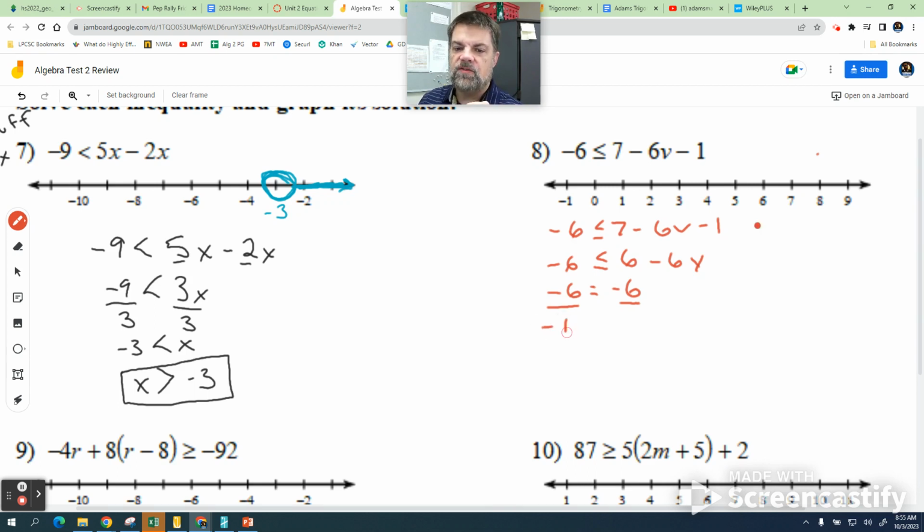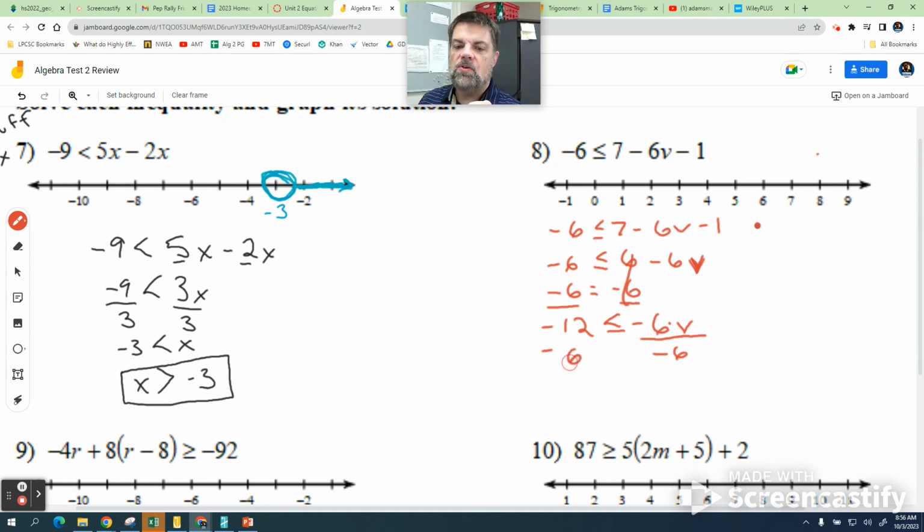Yeah, it's negative 12, right? Is less than or equal to negative 6v, right? Because these cancel. And this is a v. All right, how do I get that negative 6 away from the v? Yeah, I've got to divide by negative 6 on both sides.